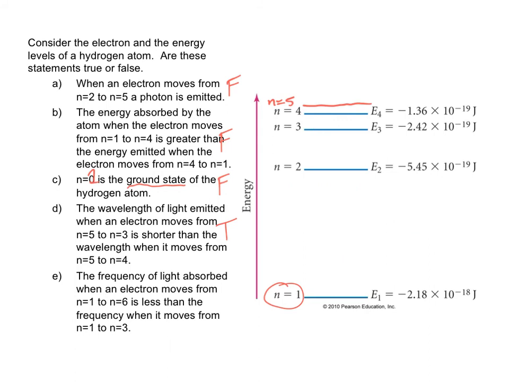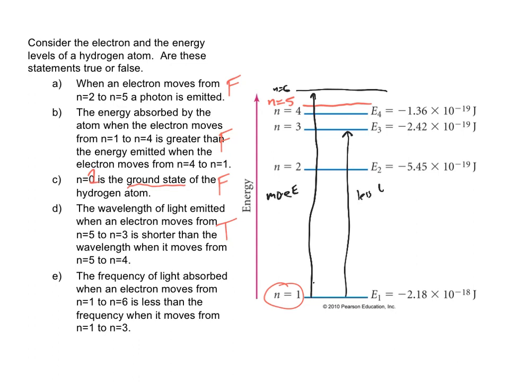Okay, and then the final statement: the frequency of light absorbed when an electron moves from n is equal to 1 to n is equal to 6. So now it's talking about going from 1 to 6, which I didn't have in here. We'll have n is equal to 6, is less than the frequency when it moves from n is equal to 1 to n is equal to 3. So again, n is equal to 1 to n is equal to 6, that's more energy for that transition. This transition is less energy.